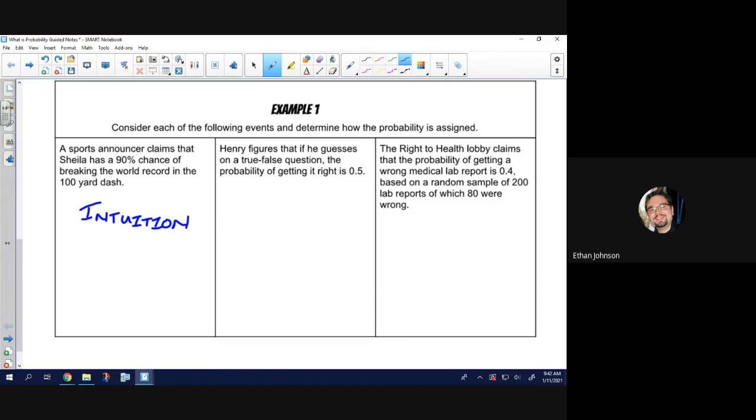The second one, Henry figures that if he guesses on a true-false question, the probability of getting it right is 0.5. For this one, he isn't running trials, but he isn't basing it off of past experiences. He is basing it on, well, there's one right answer out of 2 possible options, so this is an equally likely.